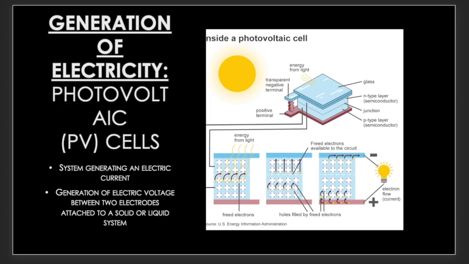The generation of electricity using photovoltaic PV cells. A system generating an electric current. They are the generation of electric voltage between two electrodes attached to a solid or liquid system. The picture presented beside is a visual representation.